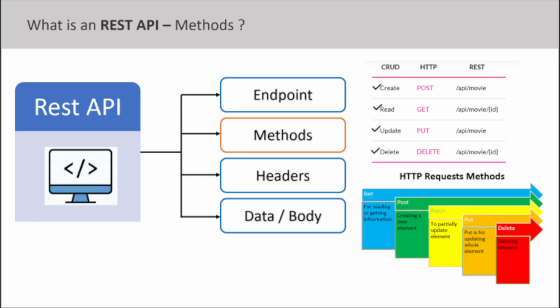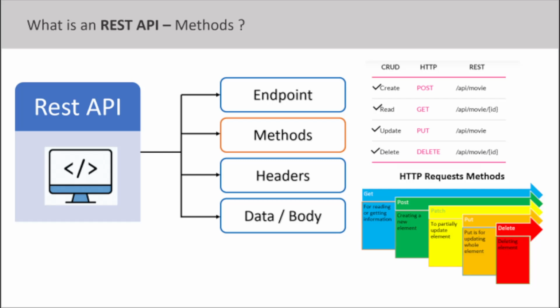Get is basically for reading or getting information. Post is for creating new elements or new records. Patch is to partially update an existing element, whereas put is for updating the whole element, which means replacing the whole thing with new data, even if some fields remain the same. Delete is for deleting any element or record.